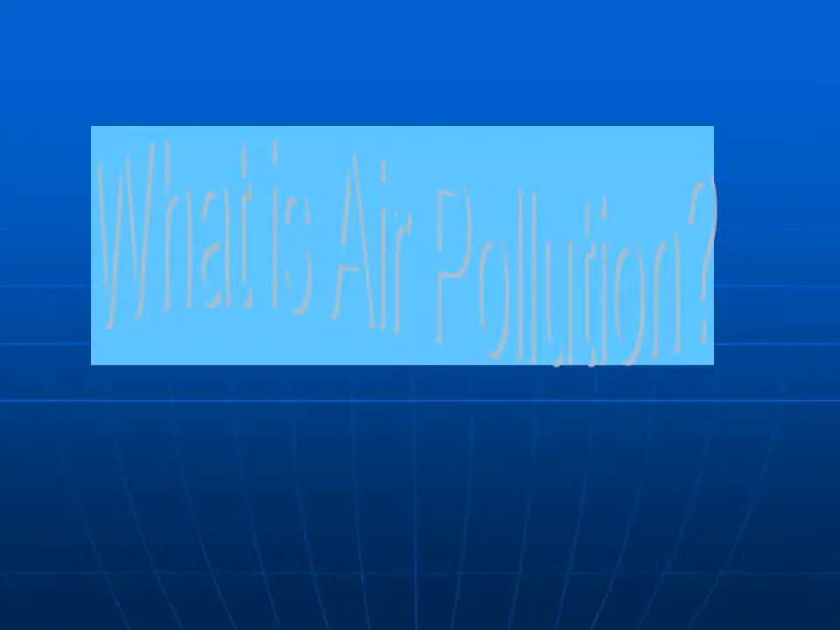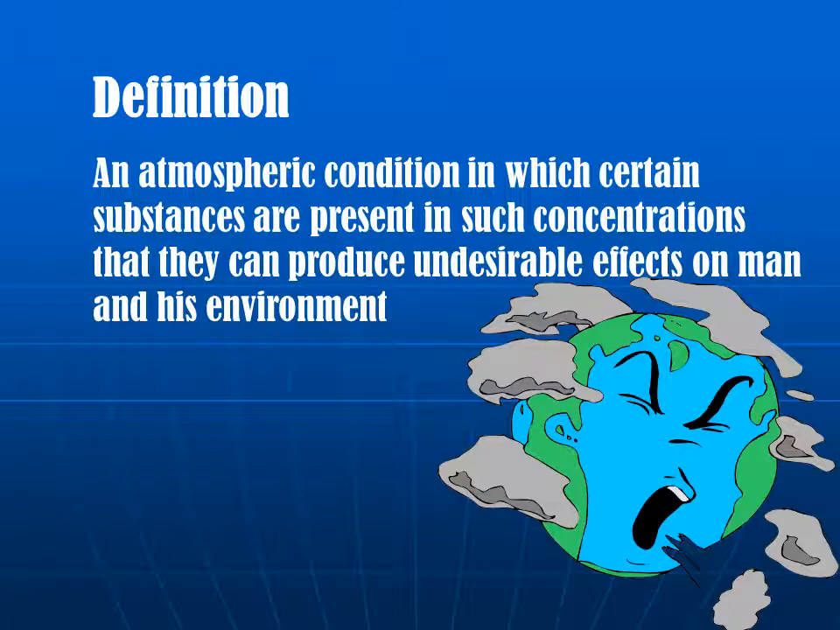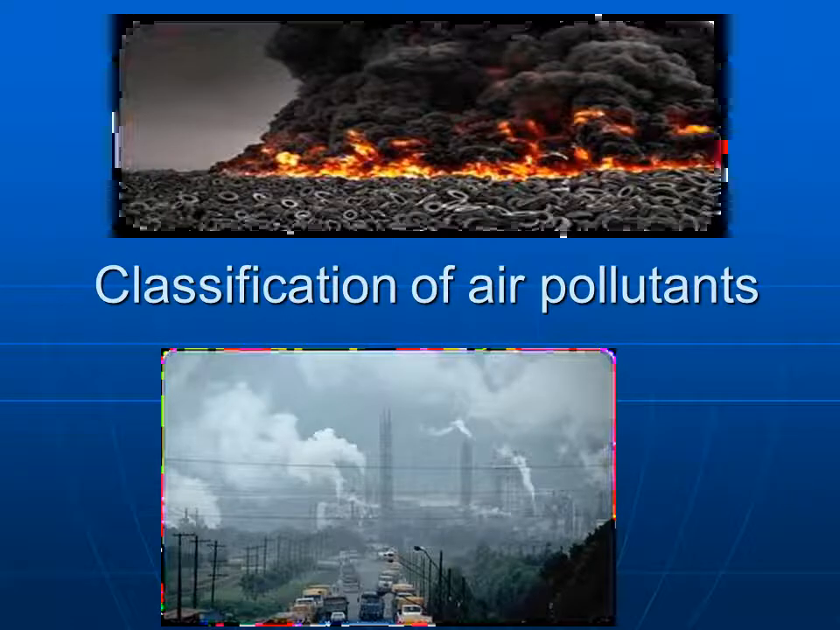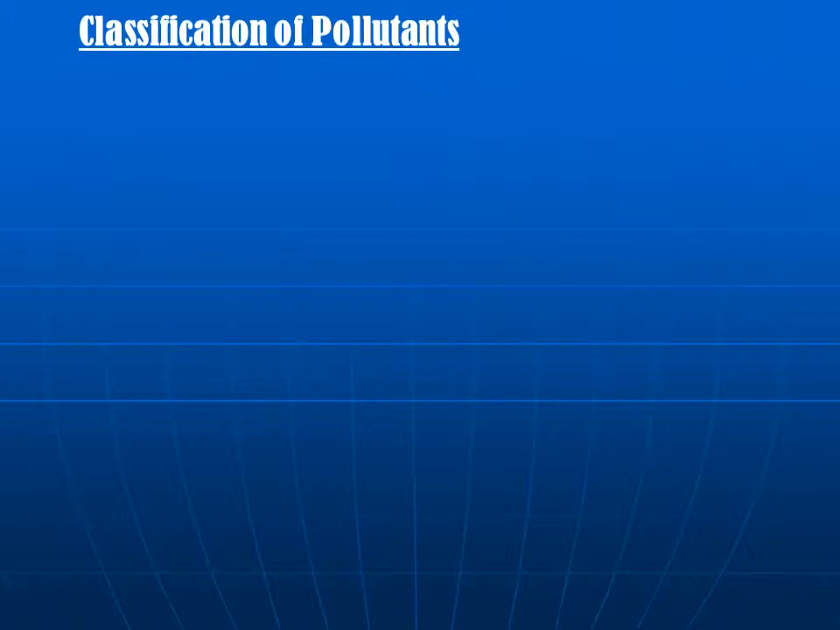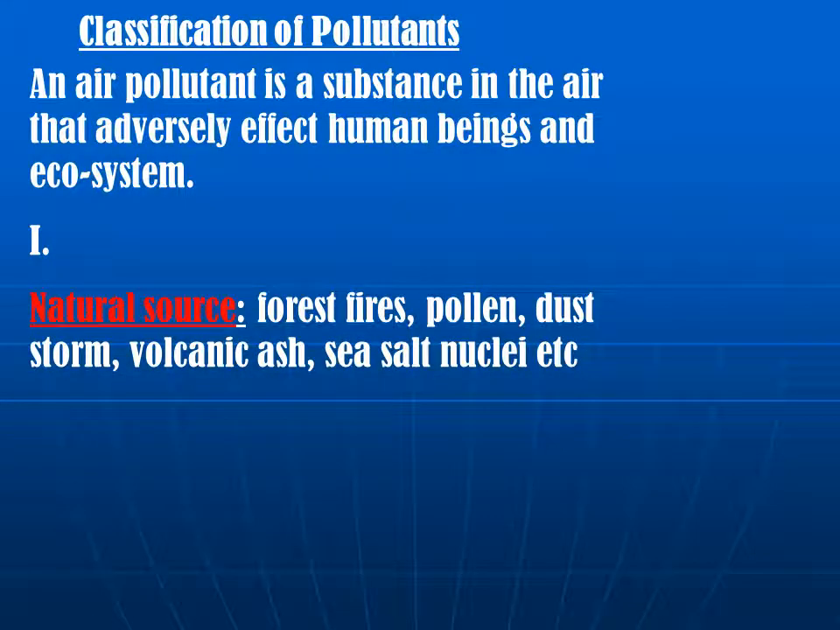Now let's see what is air pollution. As a definition, air pollution is an atmospheric condition in which certain substances are present in such concentrations that they can produce undesirable effects on man and his environment. Now let's see the classification of the air pollutants. The air pollutant is a substance in the air that adversely affects human beings and the ecosystem.